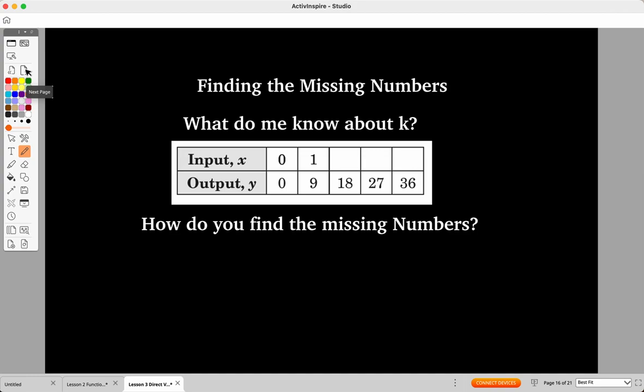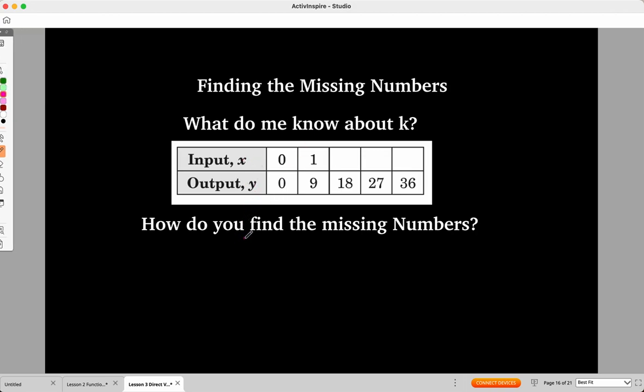Well, I can think the same way we've been talking about all with functions. Because if I go right here, can I figure out what K is from looking at this? Yeah, specifically if I look just at that first term. So Y equals 9X.